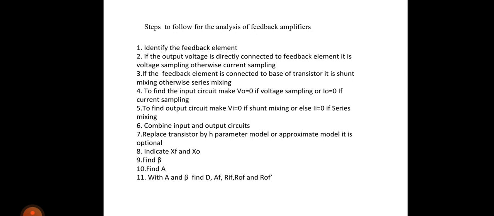Then evaluate A, which is the gain, that is the output voltage to the input voltage of the circuit. Next, with A and beta, find D. D is the desensitivity, which is 1 plus A beta. Next, find gain with feedback, input resistance with feedback, output resistance with feedback, and output resistance with load, with feedback. These are the steps to be followed for the analysis of any feedback amplifier circuit.